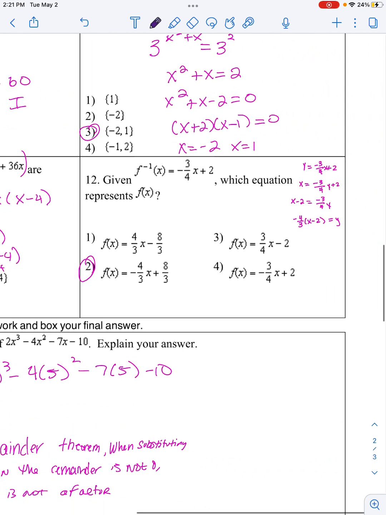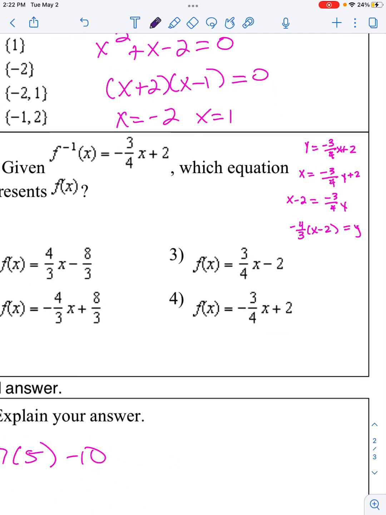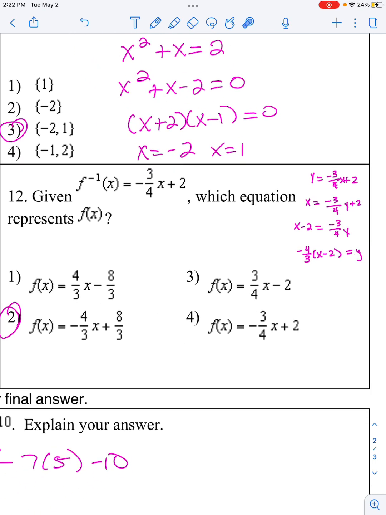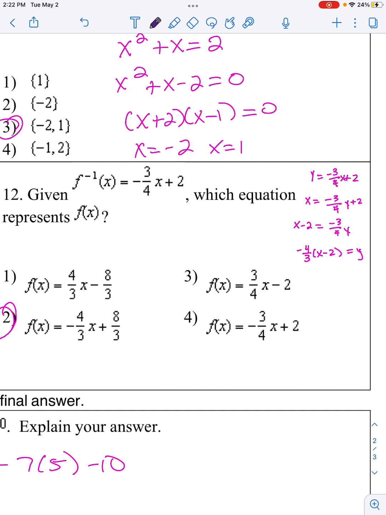All right, next one here. We're doing our inverse. So for our inverse, we're going to switch our x and y. So f of x we know is y. So we need to make x equal to -3/4 y plus 2. We subtract 2 on both sides. And then we're getting y by itself, so we multiply by the reciprocal. And then I could distribute again, so -4/3 x plus 8/3 is going to equal y.